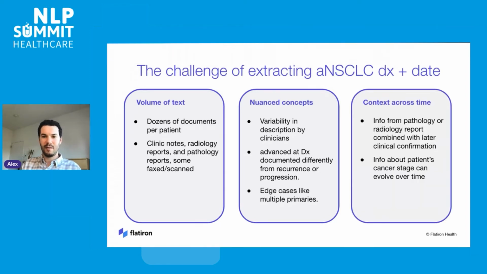Reaching a conclusion about advanced diagnosis date can also involve integrating context across time and across multiple different documents. Information from a pathology or radiology report might have to be combined with a later physician confirmation in a clinic note. And information about the patient's cancer can actually evolve from the perspective of the clinician. Spots on the bones in a radiology scan can make a clinician believe that the patient has metastatic cancer, but a later biopsy might show that those spots were benign. On the other hand, cancer that appeared local at first might be discovered to be metastatic during surgery.